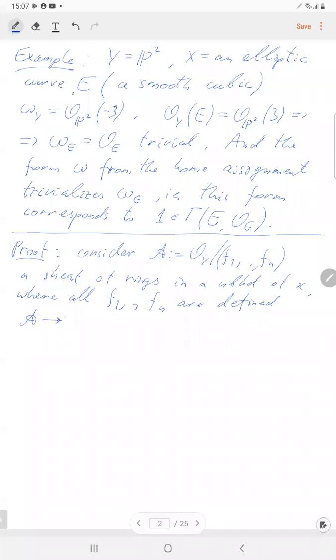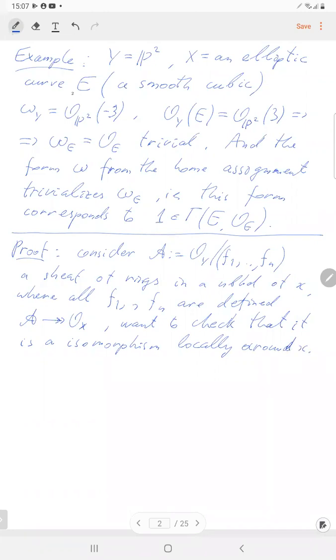Okay, so then, because all those f1 to fn do vanish on x, we certainly have a surjection from A to O_X, and we want to check that it is an isomorphism locally around x, the small point.